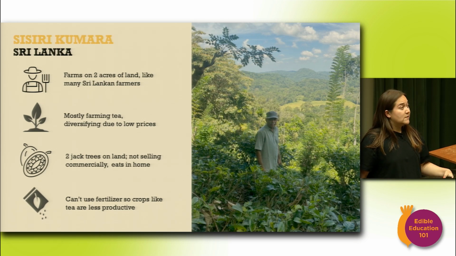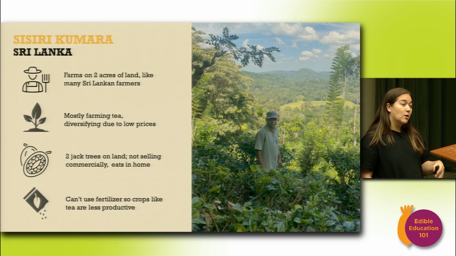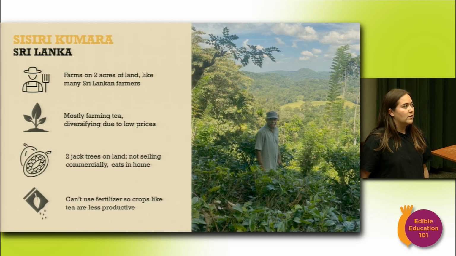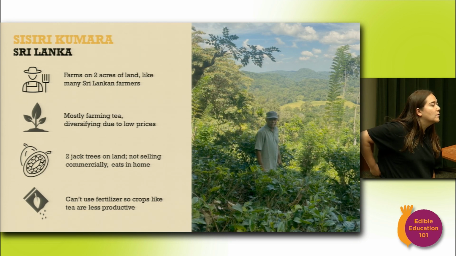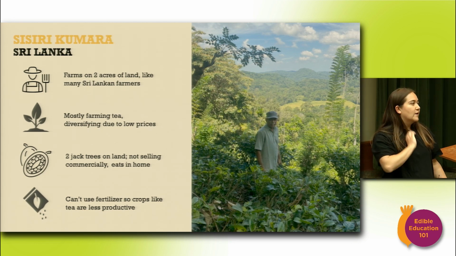He has 2 jack trees on his land right now, and he's not selling them commercially. He and his family eat the fruit every once in a while on the farm, but actually about 60 to 70% of jackfruit globally goes to waste. And in Sri Lanka, it's somewhere in that range as well. I think about 50 to 60% of it goes to waste in Sri Lanka. And he can't use fertilizer, so crops like tea are less productive.